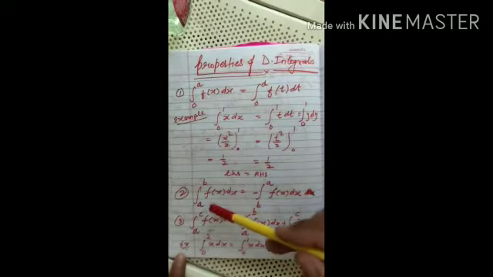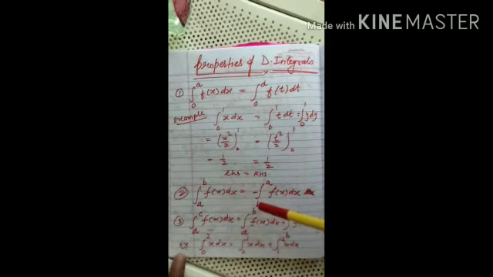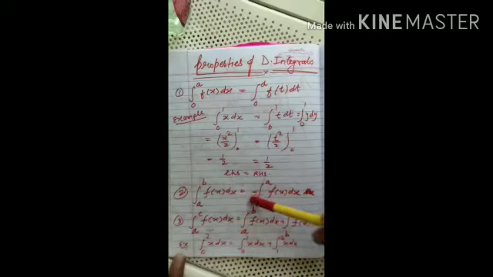Now the second property is integration from a to b of f(x) dx. If we interchange the limits, I have changed the limits to b to a, then a minus sign will come in front of the integration. So this is the second property.